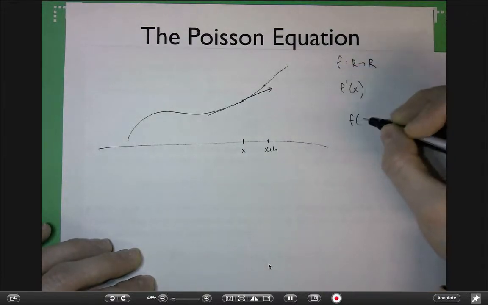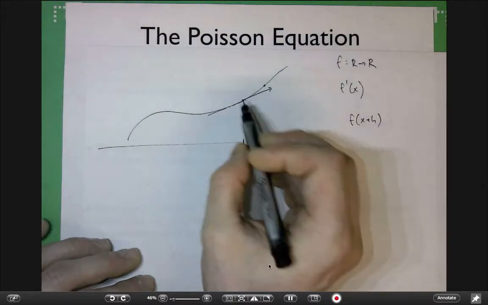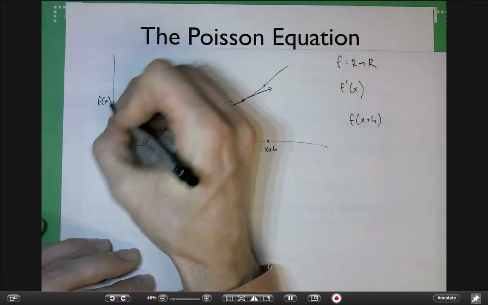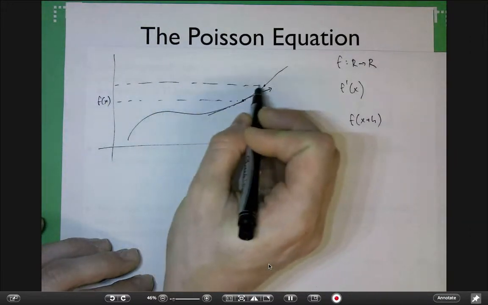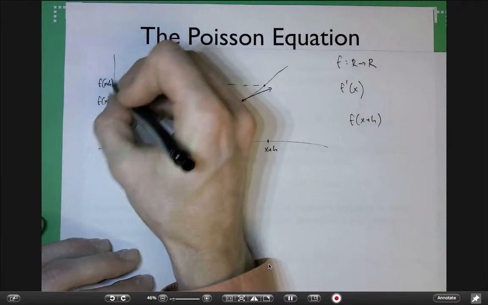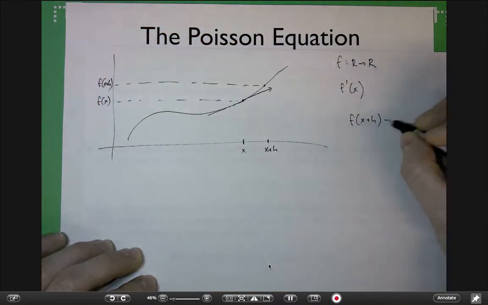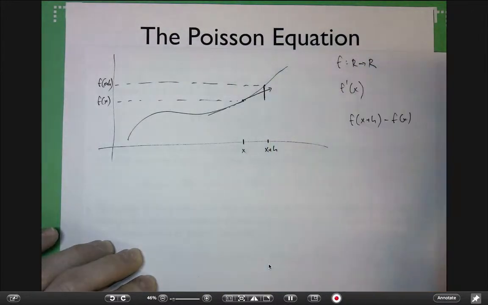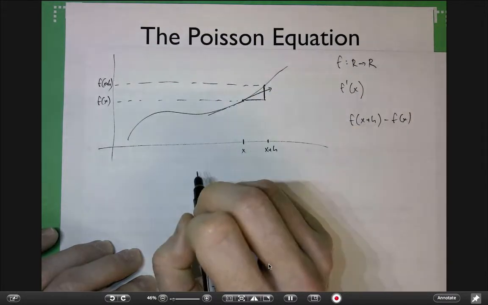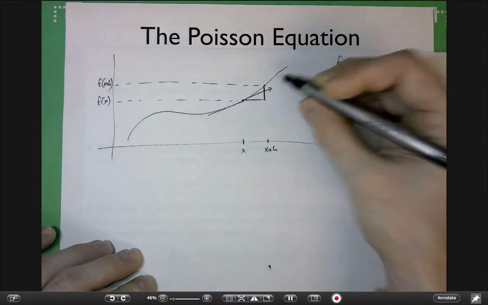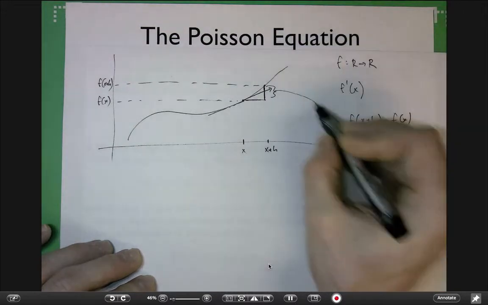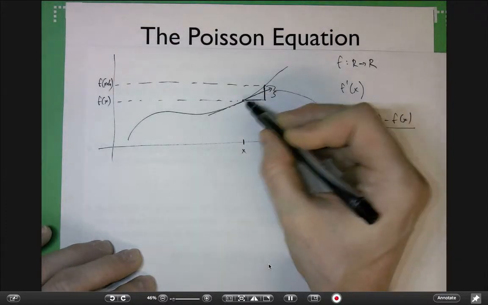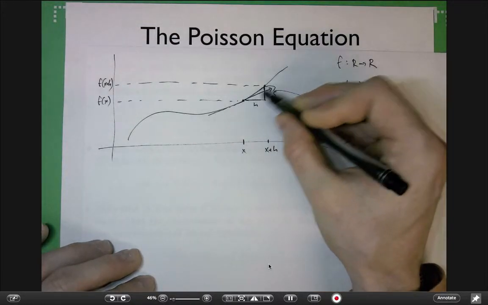I take a look at what is f(x plus h). So if this was f(x), here is f(x), and here is my f(x plus h). I do f(x plus h) minus f(x), that's this length, right? And this length is just h, right? And I divide the two, so I get this slope.